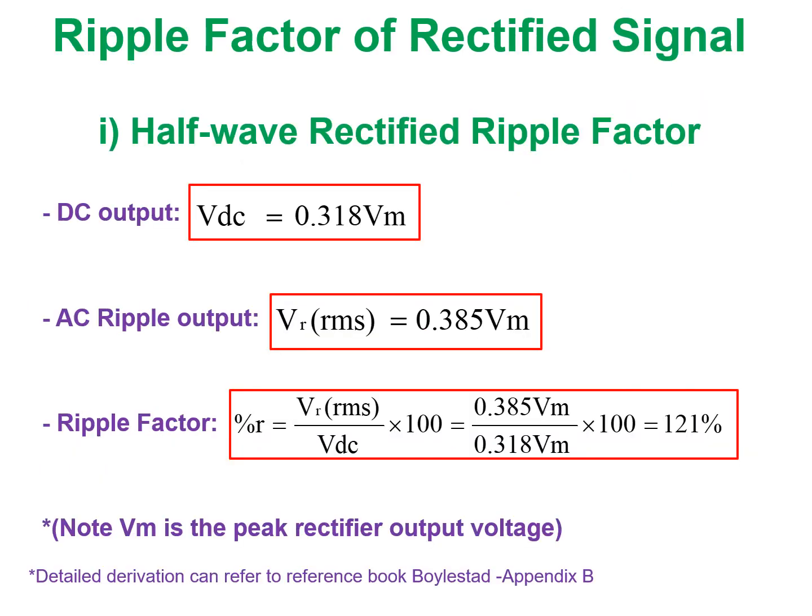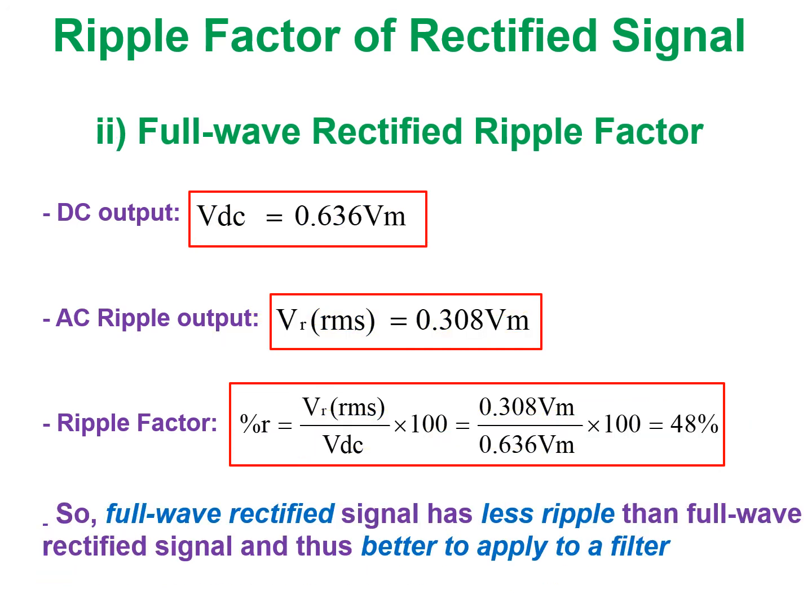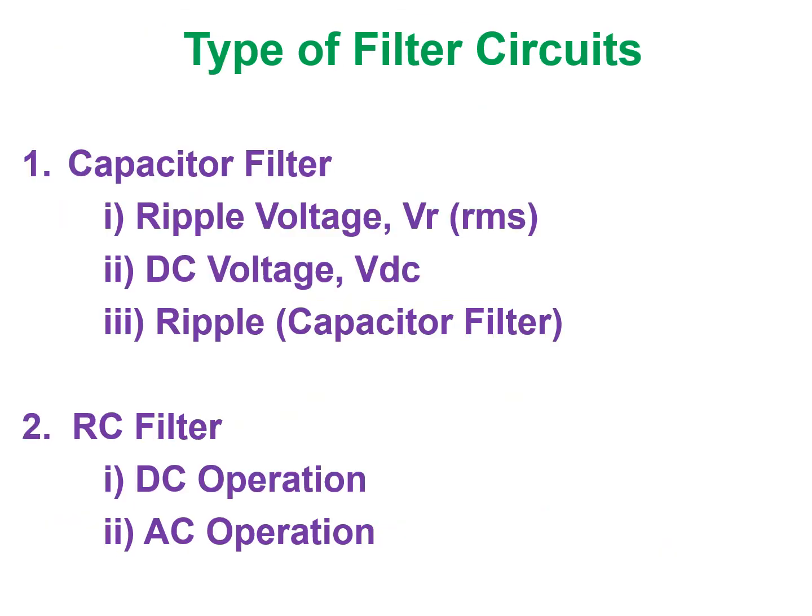You will have a half wave rectified ripple factor and also full wave. This is the half wave ripple factor. This one is a fixed number, so we have to memorize it. The ripple factor for half wave is high, 121%. For full wave it is only 48%, which means that the full wave rectified signal has less ripple. What I highlighted is something you have to remember. Next, the types of filter circuit: you will have the capacitor filter circuit and also the RC filter.